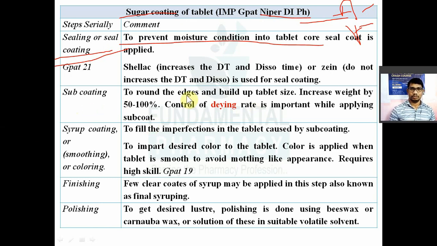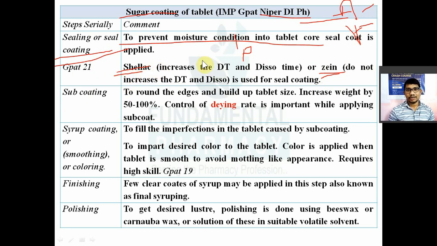A question comes on this too: the purpose of sugar subcoating in the sugar coating of tablet is to round the tablet edge. The corners of the tablet are rounded, to increase the bulkiness of the tablet and the tablet weight. So several coats, 20 to 30 coats of sugar syrup, are applied in a subcoating to round the edges and to build up the tablet size.